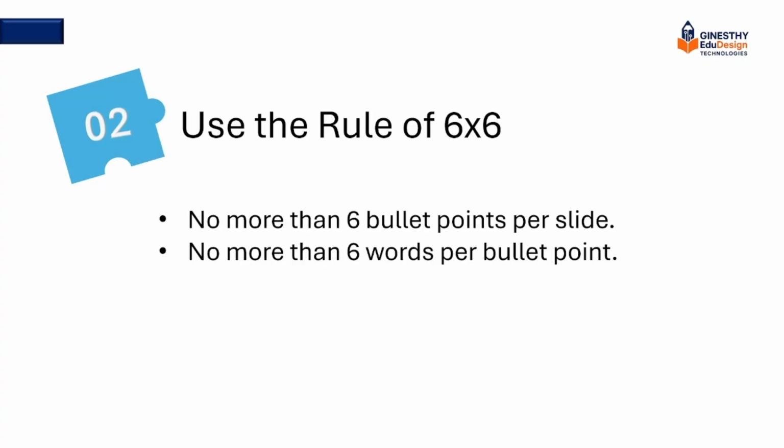Number 2, use the rule of 6 by 6. The 6 by 6 rule is a very basic rule for PowerPoint creation. But I have a tweak to that. It says no more than 6 bullet points per slide and no more than 6 words per bullet point. So what that means is maintain the rule of 6 bullet points.